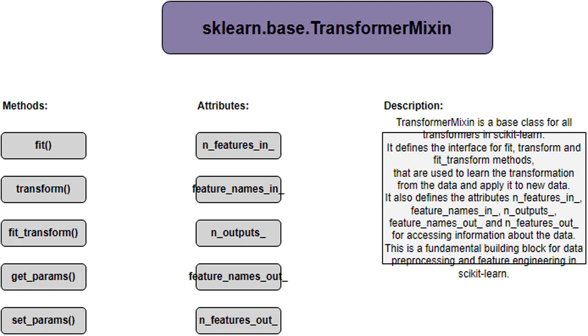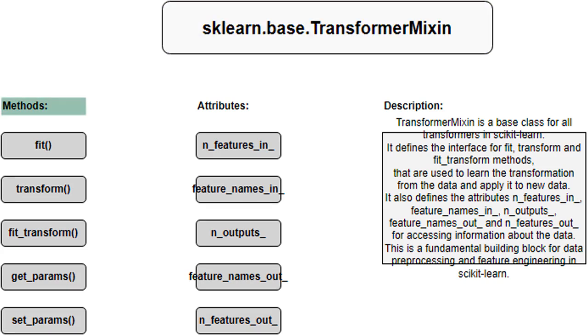A base class for all transformers in scikit-learn. It defines the interface for fit, transform, and fit_transform methods, which are used to learn the transformation from the data and apply it to new data. It also defines attributes for accessing information about the data. Methods. Defines the core functionality of a transformer.